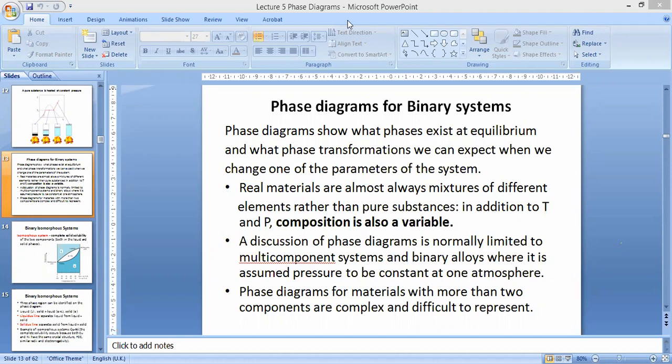Discussion of phase diagrams is normally limited to multi-component systems and binary alloys where pressure is assumed to be constant at 1 atmosphere. I mentioned this. Phase diagrams for materials with more than 2 components are complex and difficult to represent. So we'll look at phase diagrams for 1 component and 2 component binary systems. Usually our interest will be binary systems. For 3 component systems, we may look at 1 or 2, but they're usually complex and a bit difficult to represent in a graph. You understand why as before.